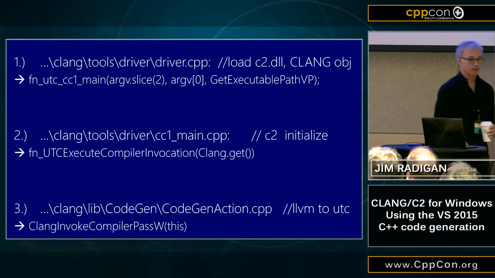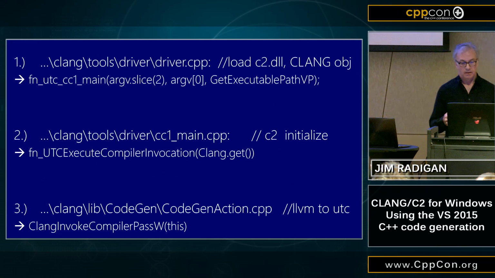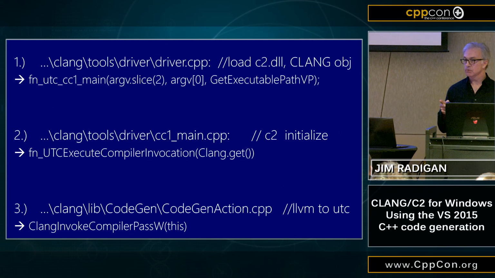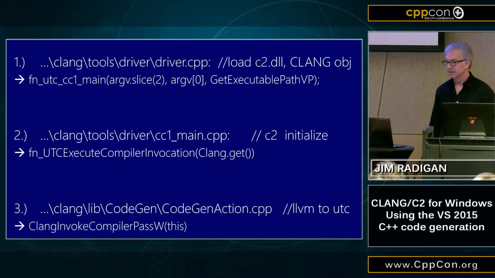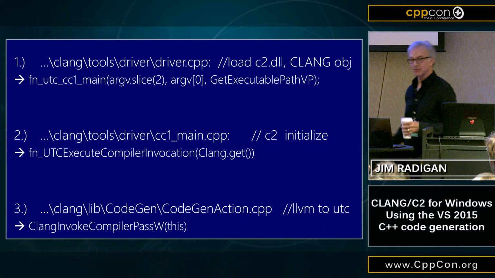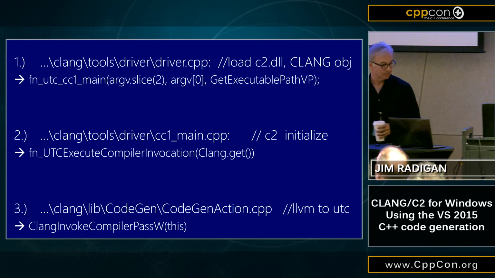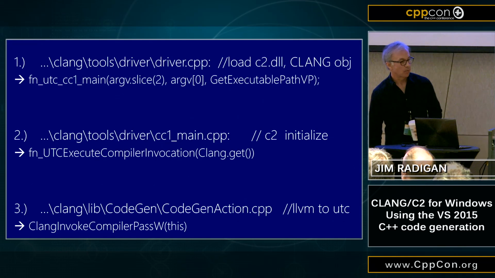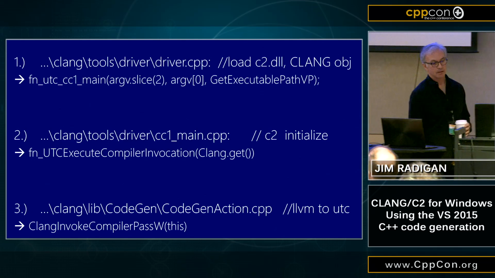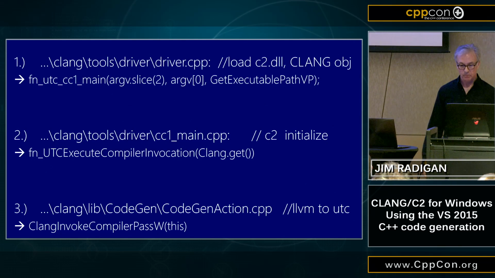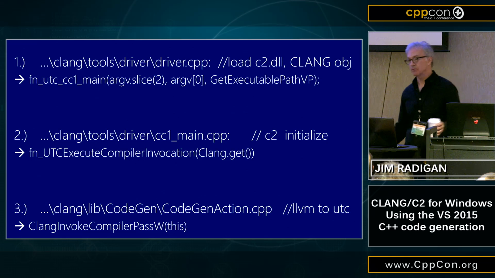So for those of you in the audience that are Clang OSS, Clang open source people, this is the 3 lines of change, okay? I see people shaking their head, which means that's good. I spelled the function calls right, and I got the drift of files right. So basically what we're doing is we're loading the c2.dll, creating a Clang object. We're initializing C2, and then finally, in Cogen action, which is pretty obvious, we call Clang invoke compiler pass W for Windows. That name isn't very imaginative.